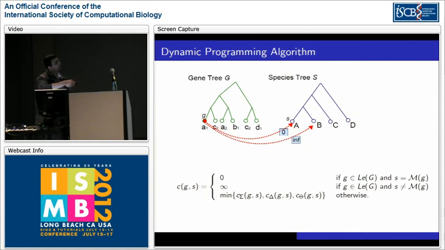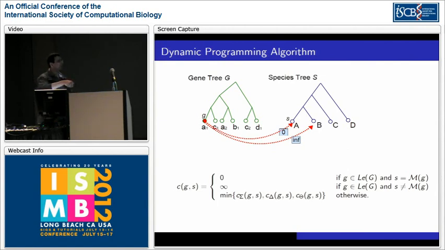So at the leaf node, for each leaf node in the gene tree, you know the species from which that gene came. So I know that this guy A1 came from species A. So I'll assign a cost of 0 to this variable here. But for any other assignment for A1, I'll assign a cost of infinity. For B, C, D, or any of the internal nodes, it will be infinity. So that's the base assignment of the dynamic programming table.